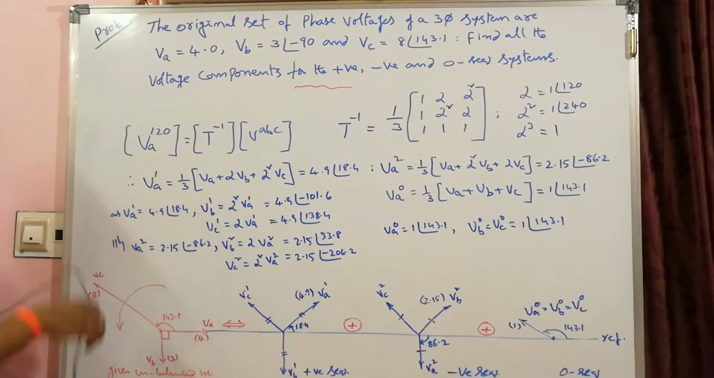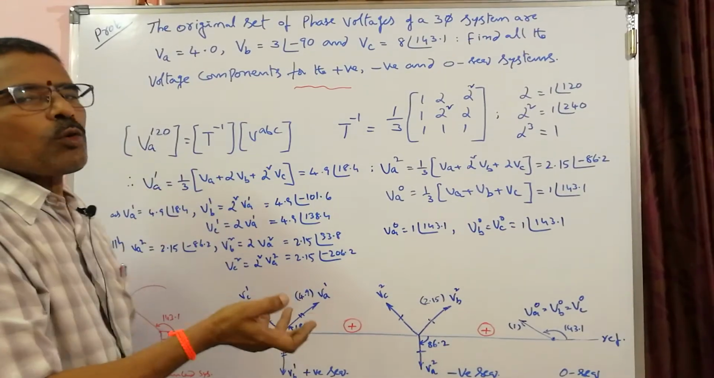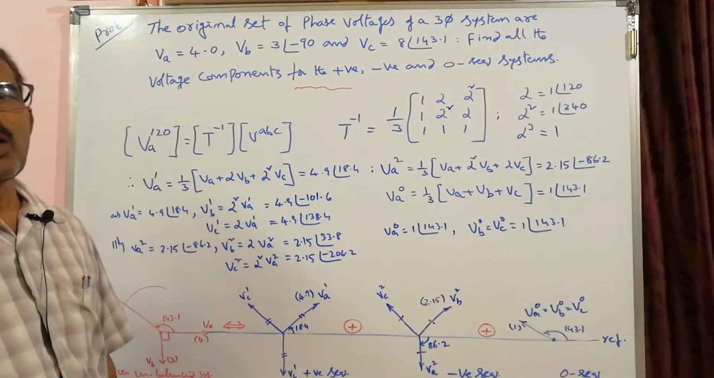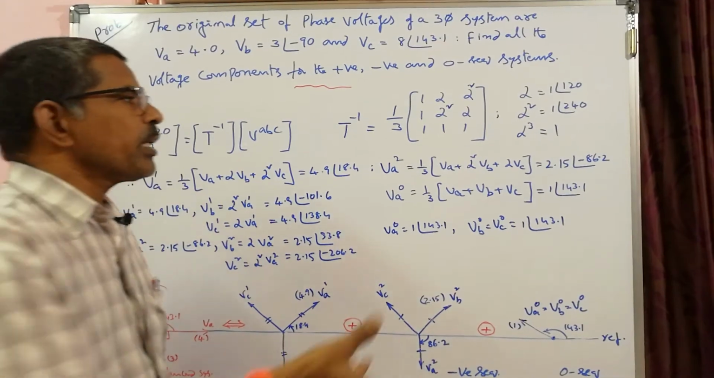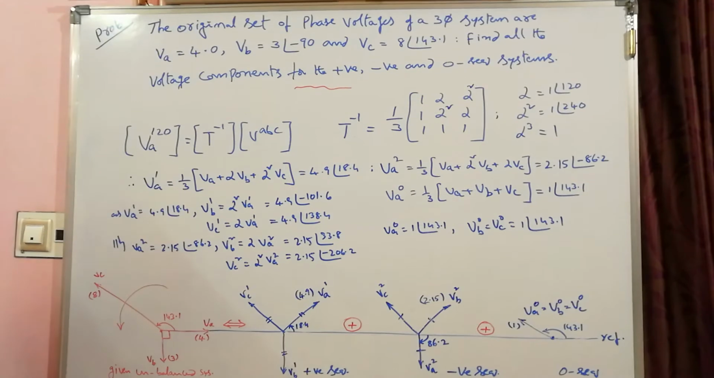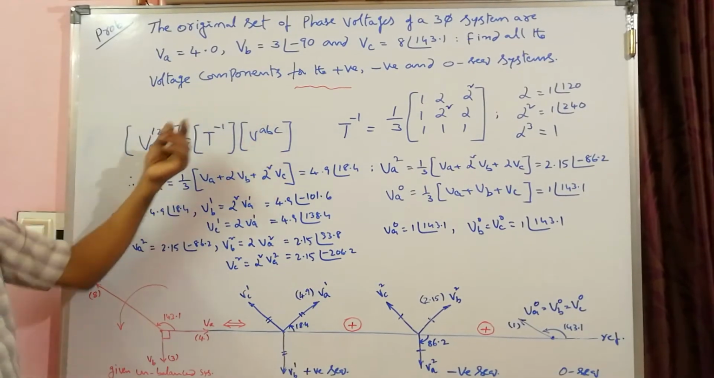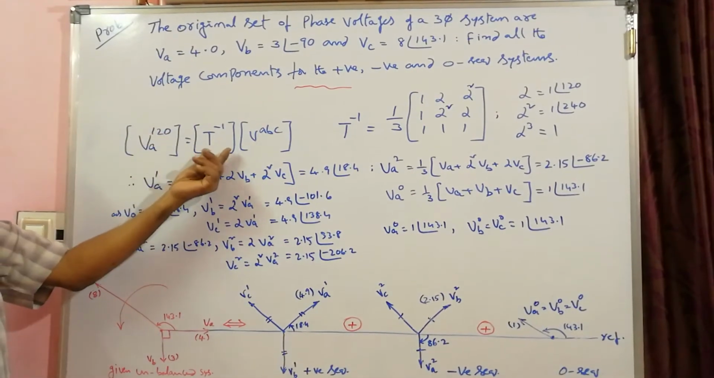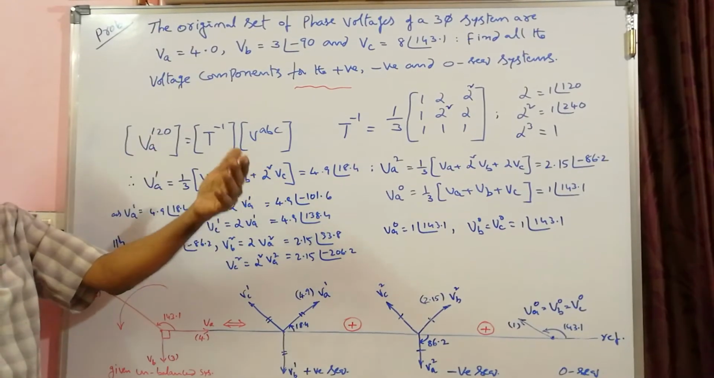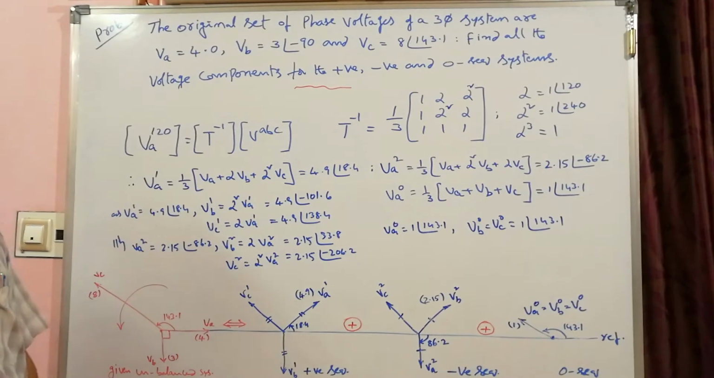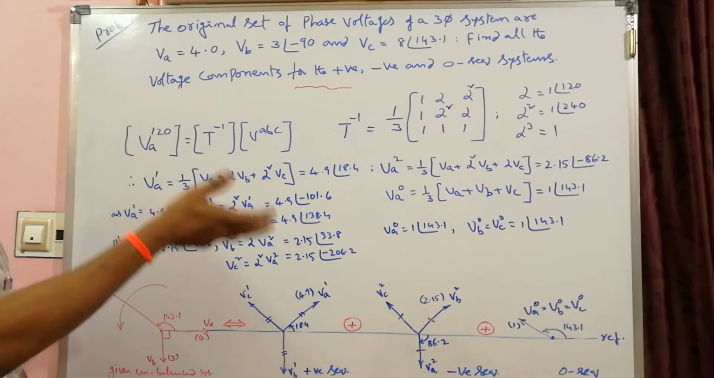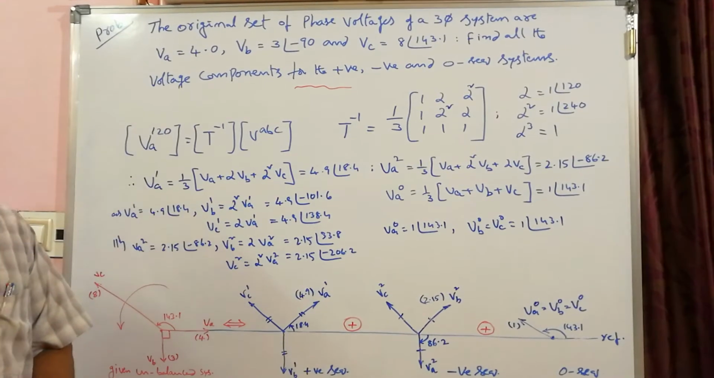VABC is T multiplied by V012. V012 is T inverse VABC. What is T? What is T inverse? Already we derived. So this is the T inverse structure. So when you are asked to calculate sequence components, you should use V012 equals T inverse VABC. Sometimes you might be given the sequence components and you need to obtain the original unbalanced system VABC. That VABC is T multiplied by V012.